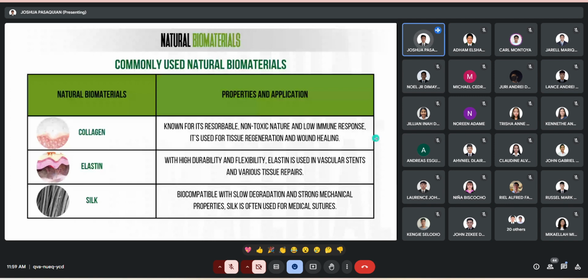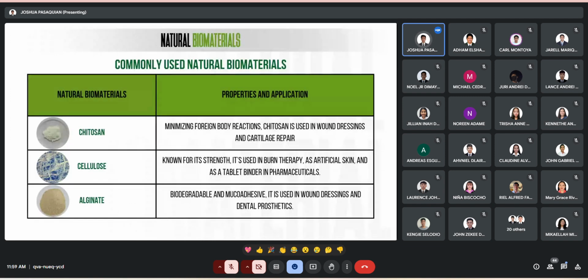For minimizing foreign body reactions, chitosan is used, in wound dressings and cartilage repair. Next is cellulose. Known for its strength, it is used in burn therapy as artificial skin and as a tablet binder in pharmaceuticals. Next is alginate. Biodegradable and muco-adhesive, it is used in wound dressings and dental prosthetics.